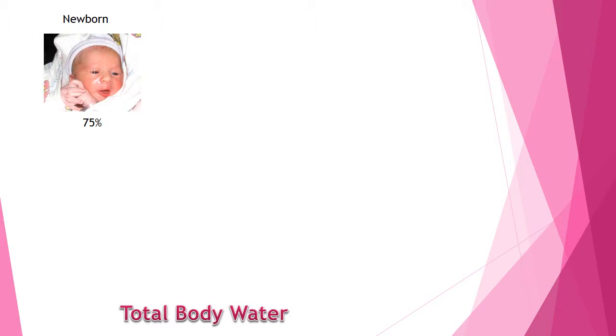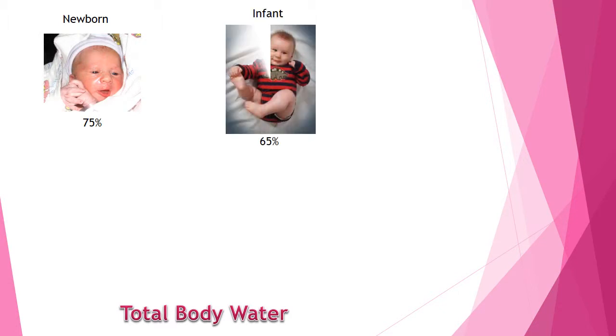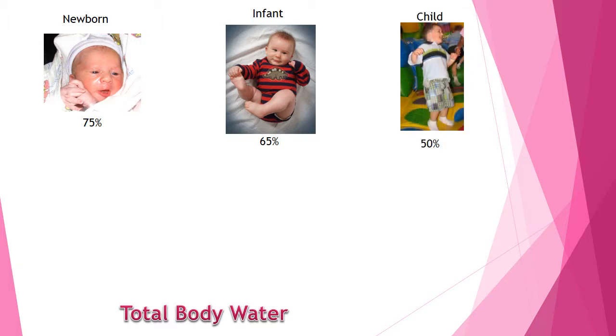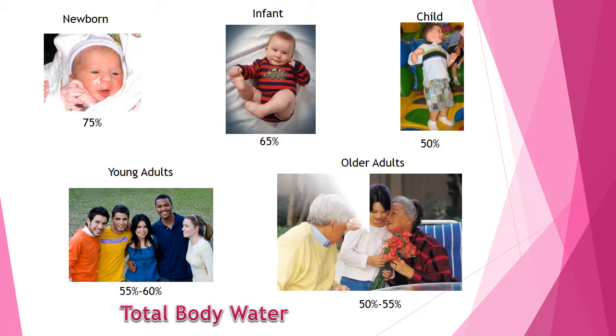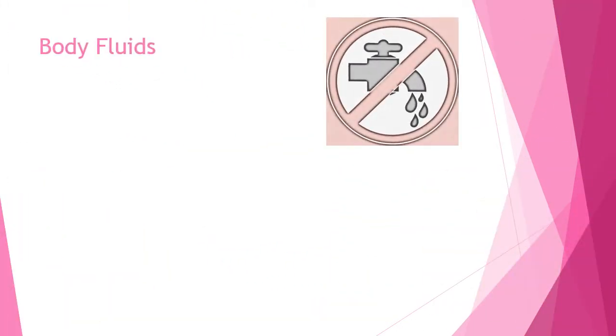Total body water makes up approximately 60% of total body weight in the average adult. 70 to 80% in newborn, 65% in infants, 50% in a child, 55 to 60% in young adults, and 50 to 55% in older adults. A person's age, gender, and amount of fat affect the amount and distribution of body fluids.